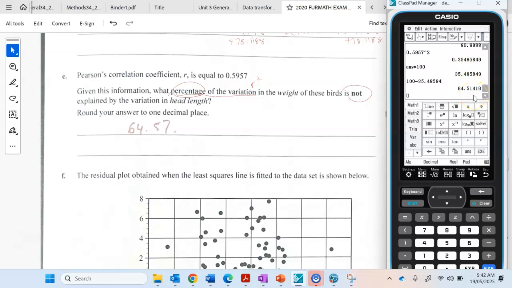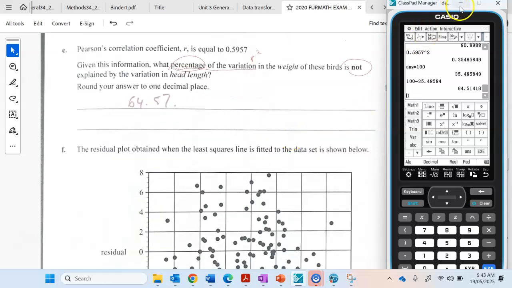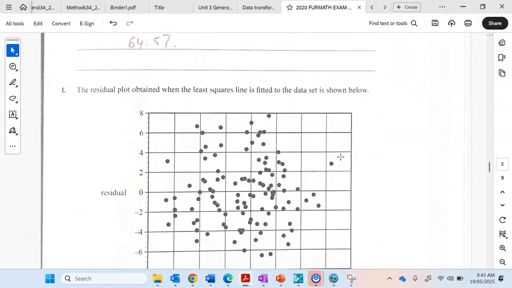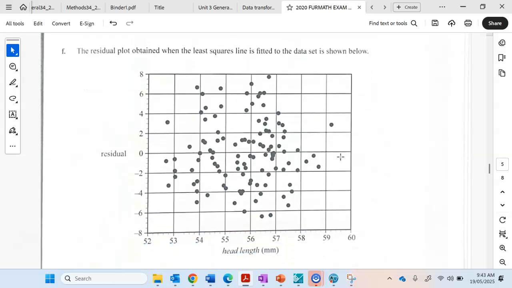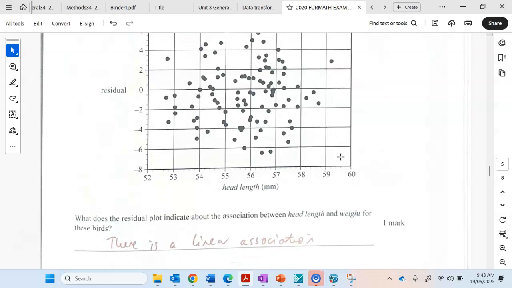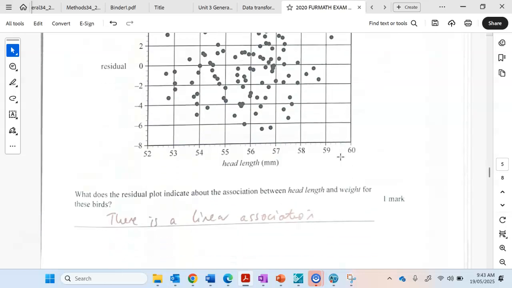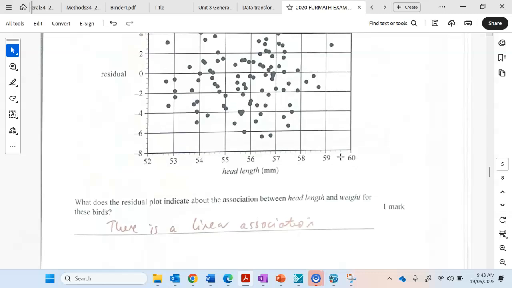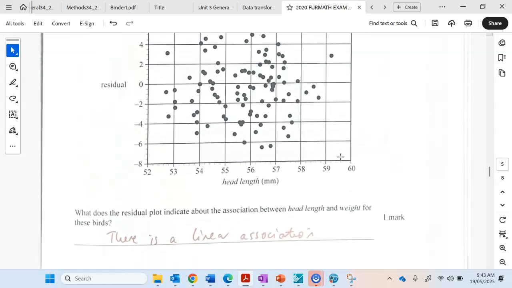All right, so that's where the 64.5% comes from. If it says not explained, then it's 100 minus your R squared value, and you must do it as a percentage. The residual plot obtained when the least squares line is fitted is there. We can clearly see it's randomly scattered. What does the residual plot indicate about the association between head length and weight for these birds?